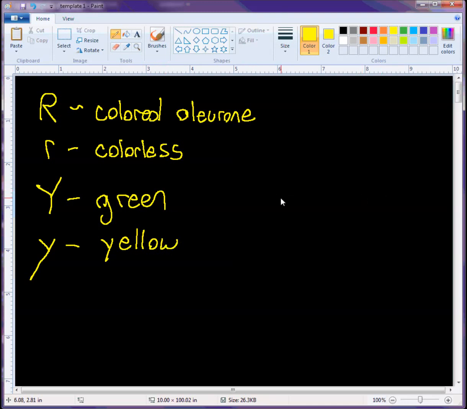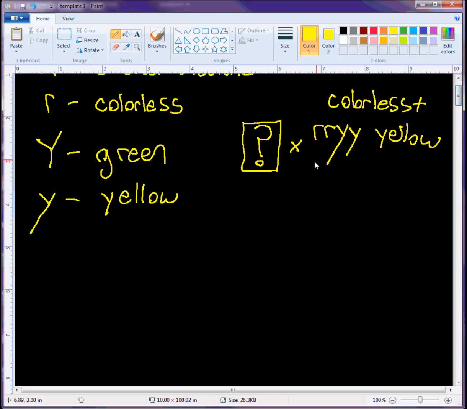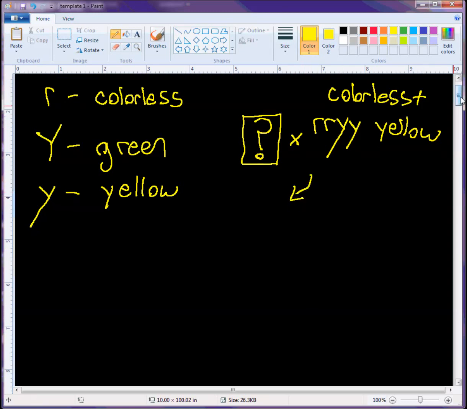So the question is, we have a plant of unknown phenotype and genotype, and we're going to cross that, or in someone's imagination, this plant was crossed to a plant that has 2 little r's and 2 little y's. So colorless and yellow. Now the progeny of this cross right here, so we have the phenotypes in numbers of those progeny.